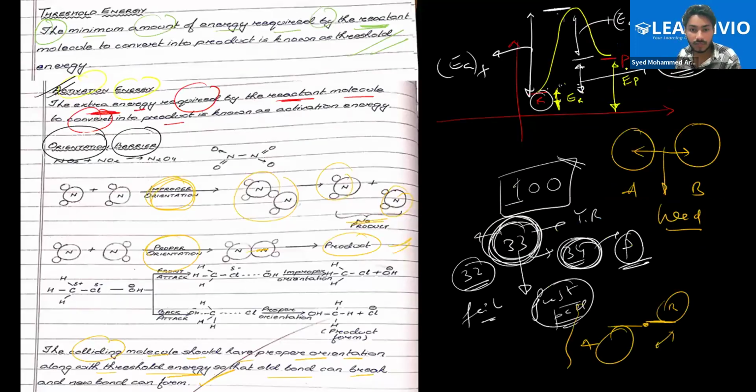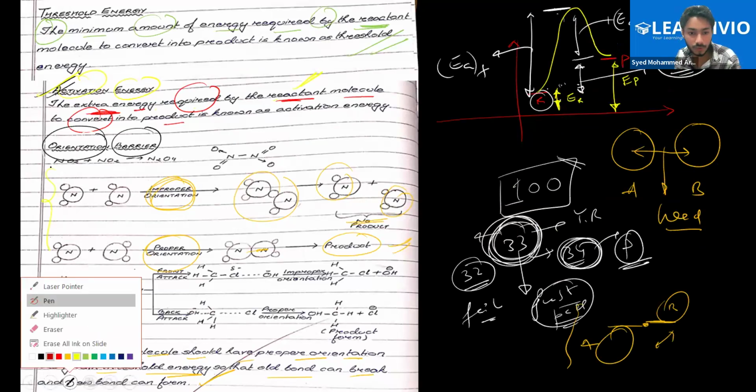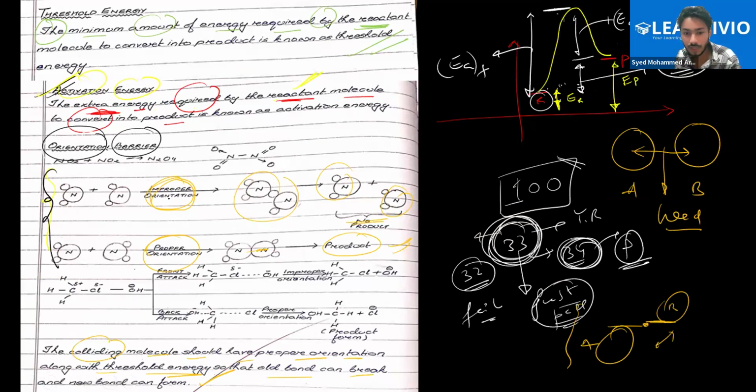Now, these are some other factors that we have discussed. What is activation energy? The extra energy that is required for the reactant to convert into the product. And there is the orientation barrier, the factors that affect the collision. The most important factor is the orientation factor. If the collision is head-on, then it is called a proper collision, in which product formation will take place.